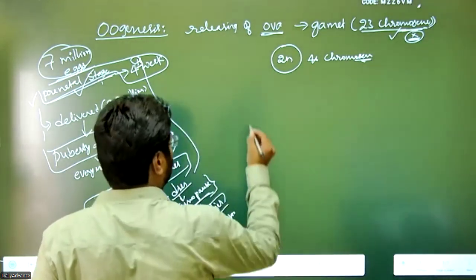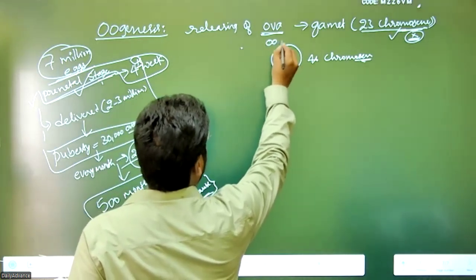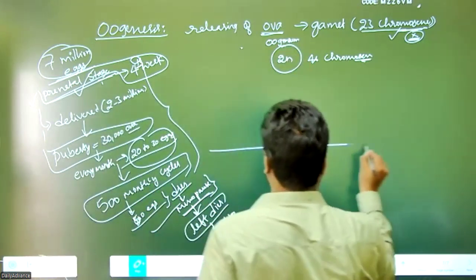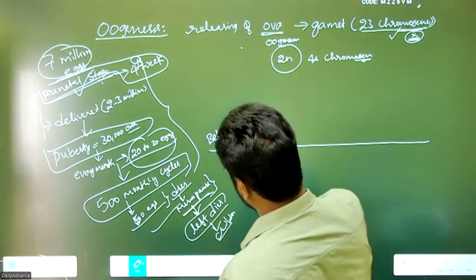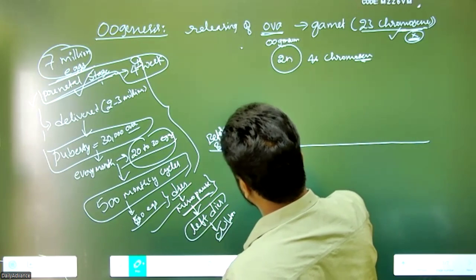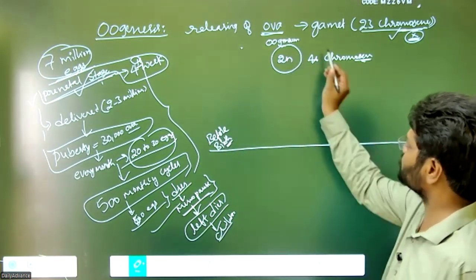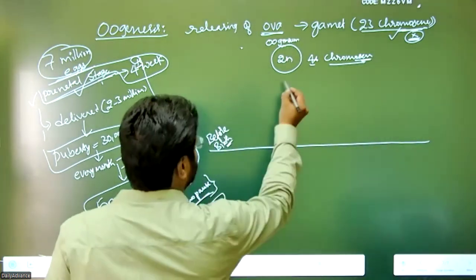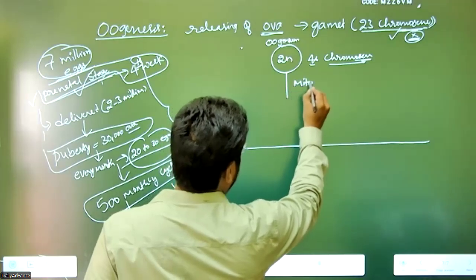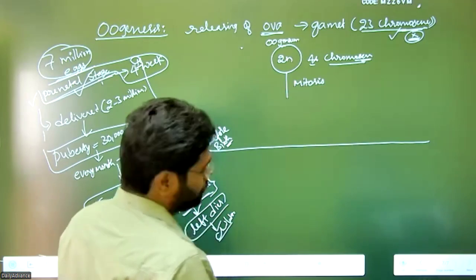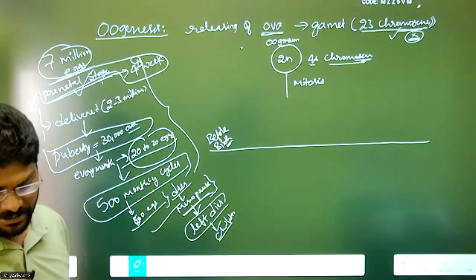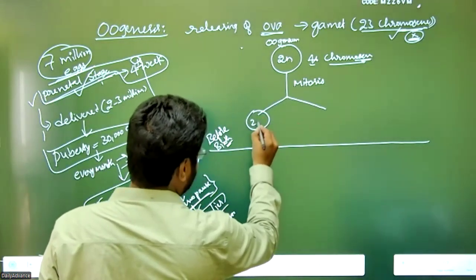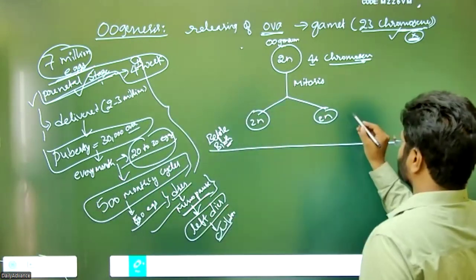This stage we call an oogonium. I am discussing before birth, how the female ovaries contain the eggs. Oogonia are present and have 46 chromosomes. Each oogonium undergoes mitosis. Mitosis results in two daughter cells, each 2N in number.